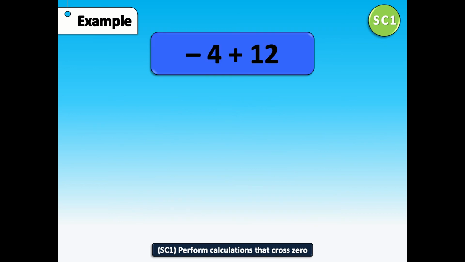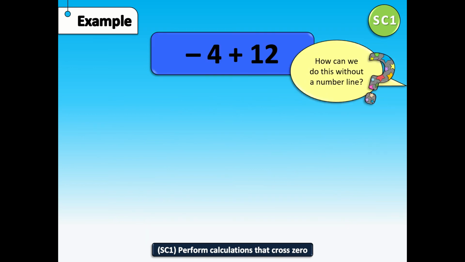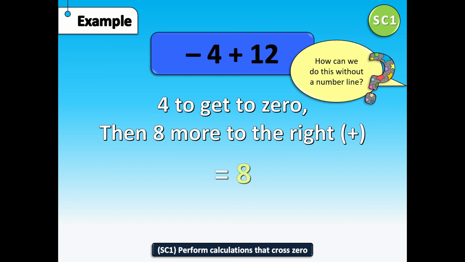In this question, minus 4 plus 12. So how can we do this without a number line? Well, you'd need to move 4 places to get back to 0, so that leaves us with another 8 places to move. So the answer is 8.